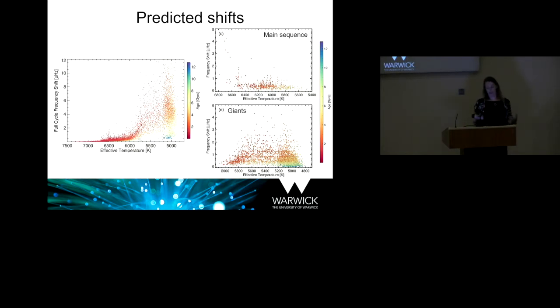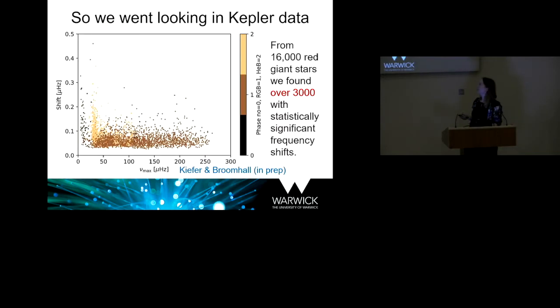So based on this, we thought we'd go back to the Kepler data set. Most of the studies so far that have looked for frequency shifts in stars have concentrated on main sequence stars. We thought we'd go back to the Kepler data set and look at the giants. From a sample of 16,000 red giant stars, we found over 3,000 with statistically significant frequency shifts in the Kepler time series. We've only just found this in the last few weeks, but we're very excited by this result because we think it opens up a whole new realm of stars that we can use to study stellar activity.